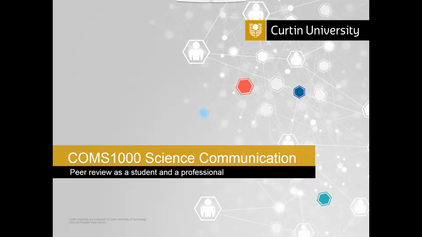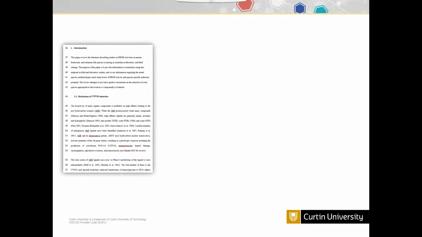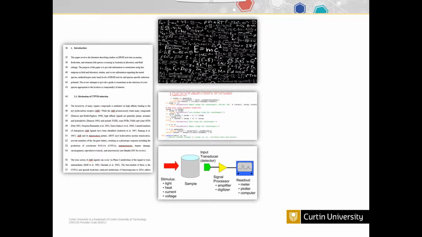Hello. This short video explains the process of peer review as a scientist, as a student, and more broadly as a professional tasked with completing any piece of writing. Put simply, peer review is the process of asking others to provide comment on your work. It's usually used in the context of a written work, but can just as easily be applied to the review of calculations, code, or methodology.